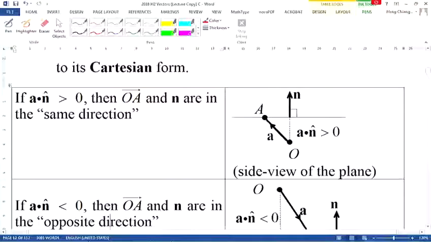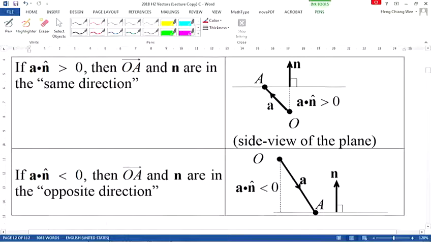Furthermore, the sign of this number also gives you some idea about whether the plane is above the origin or below the origin. Let me just finish this off. Whether it is positive or negative actually tells me whether the plane is above or below the origin, in some sense, with reference to the normal. So this diagram shows you that if a dot n cap is positive, with reference to the normal, the plane is above the origin. And if a dot n cap is negative, the plane is below the origin, using the normal as the reference axis in a way.